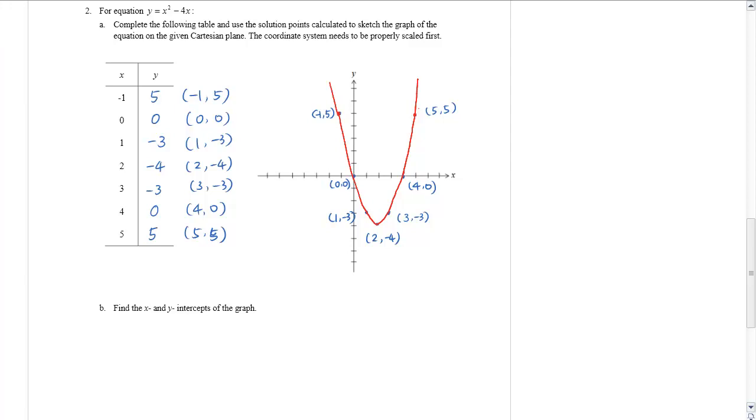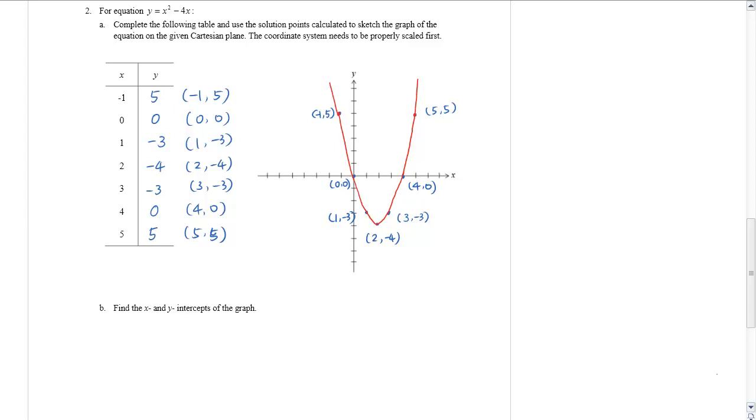This is because the solution points that we calculated do not represent all the solution points to this equation. Remember, there will be infinite numbers of solution points for a given equation. For the second part, we are asked to find the x and y intercepts of this equation.